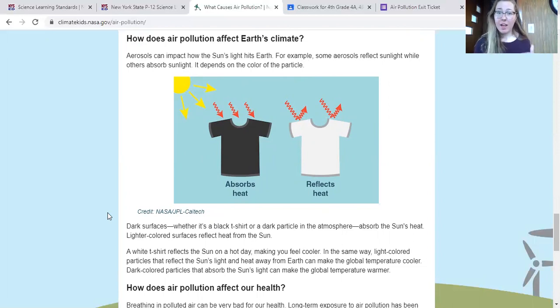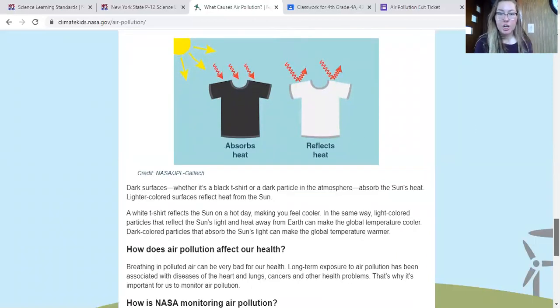Yeah, it hurts. And it's because it's so dark that it's absorbing that sunlight and it's holding it and it's making it hotter. So dark surfaces like a black t-shirt or a dark particle in the atmosphere, they absorb that heat. Lighter colored surfaces are going to keep it cooler because they reflect the light, they don't absorb it. So like a white t-shirt on a hot day makes you feel cooler, and light colored particles affect the sun's light, and they keep the heat away from the Earth, and they make the global temperature cooler, where dark colored particles would absorb it and make the global temperature warmer.